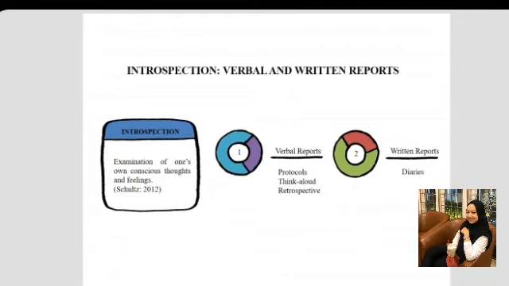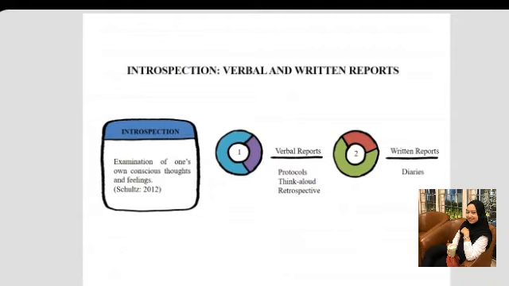That's about introspection. First, we should know what is introspection. Introspection, examination of one's unconscious thoughts and feelings. So, introspection is the process of observing and reflecting on one's thought, feelings, motive, reasoning process, and mental states with a view to determining the ways in which these processes and states determine our behavior.